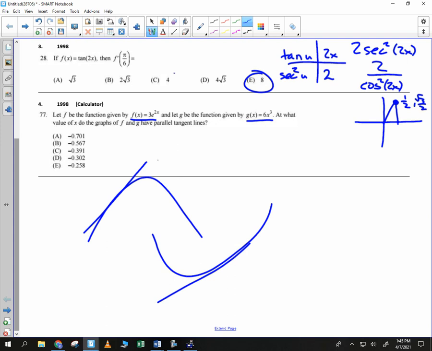What's the derivative of 6x cubed? Yeah, I get 18x squared. And what's the derivative of 3e to the 2x? Can we see the derivative of 3e to the 2x? 6e to the 2x. That's f prime of x. So we're simply wondering, when are these things the same?